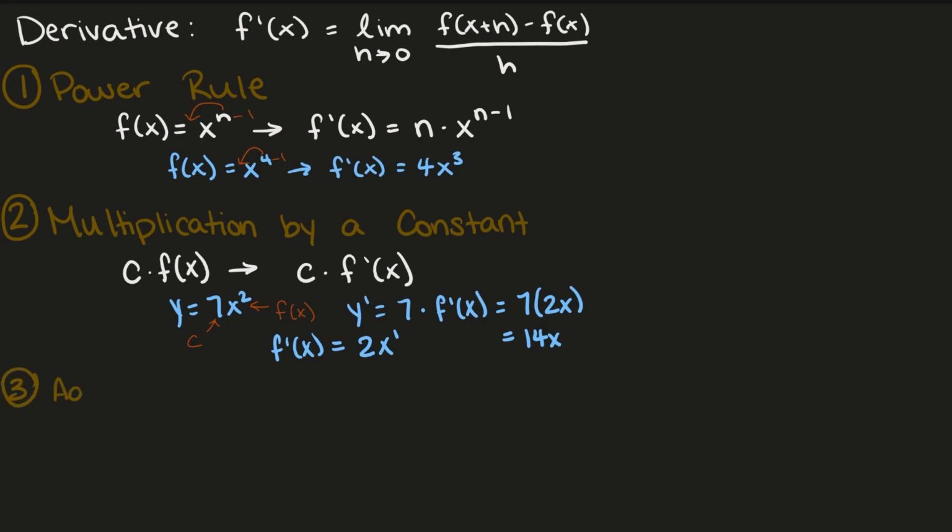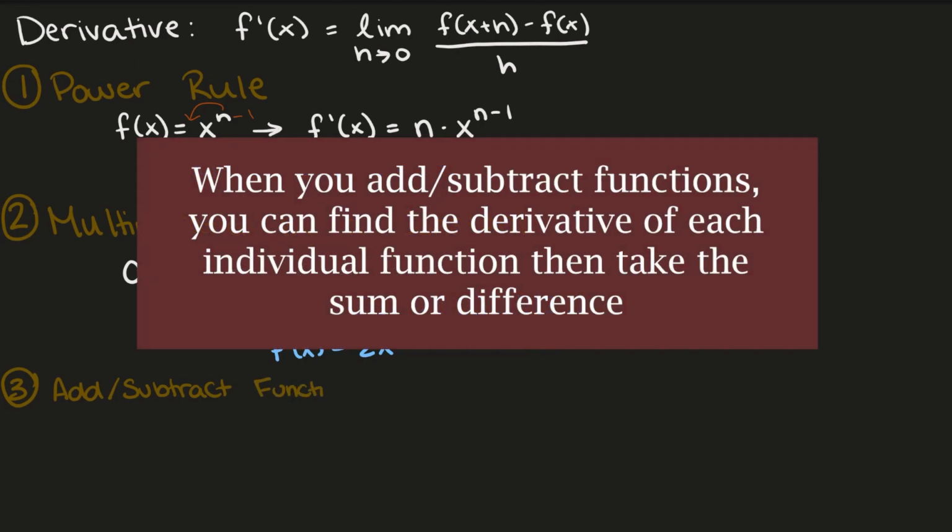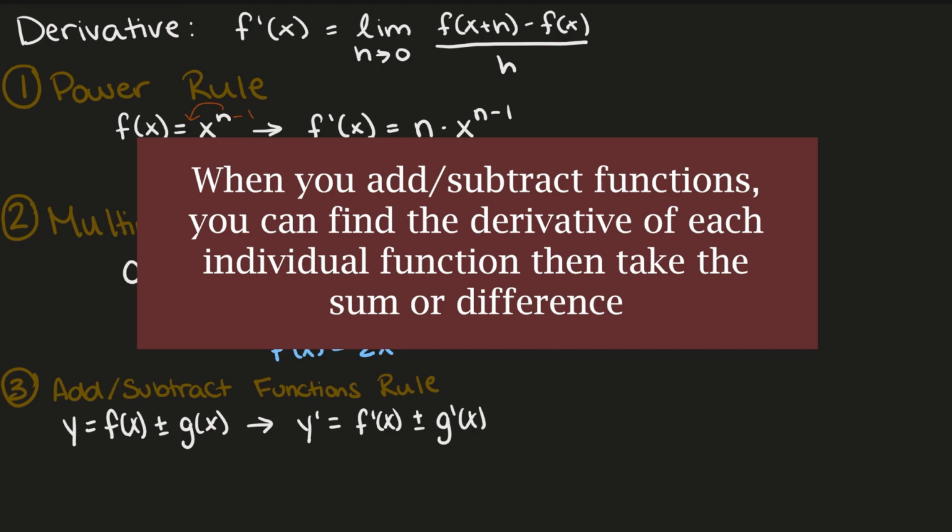Next we have our add and subtract functions rule. When we add or subtract functions, we can find the derivative of each individual function and then take that sum or that difference. So if y equals f of x plus or minus g of x, then y prime will be equal to f prime x plus or minus g prime x.